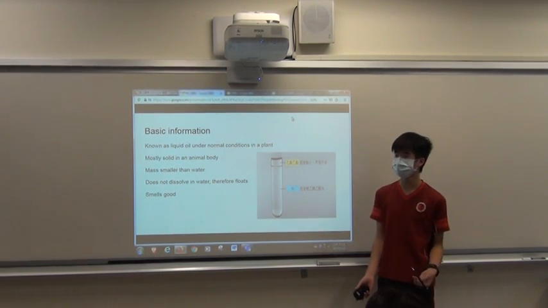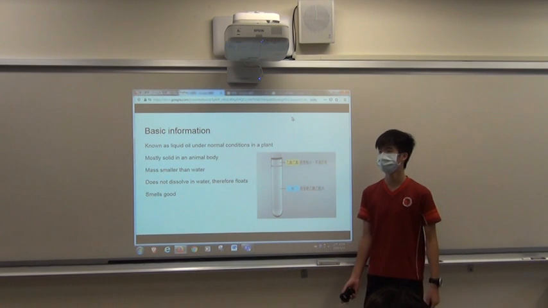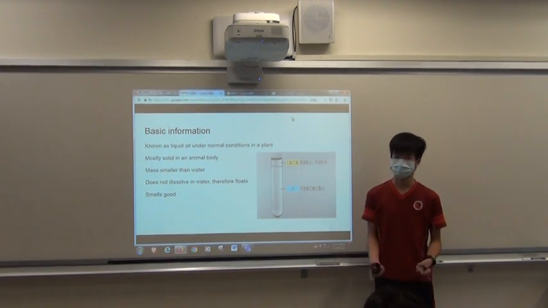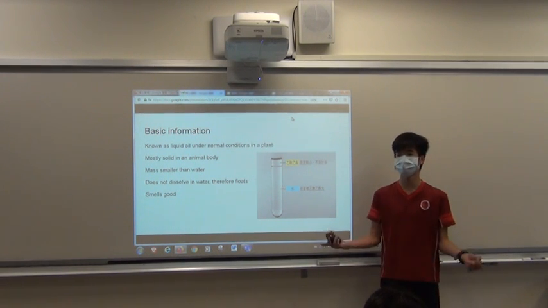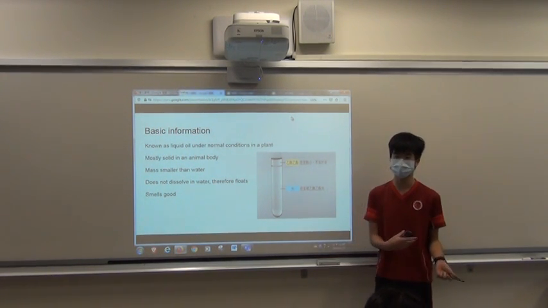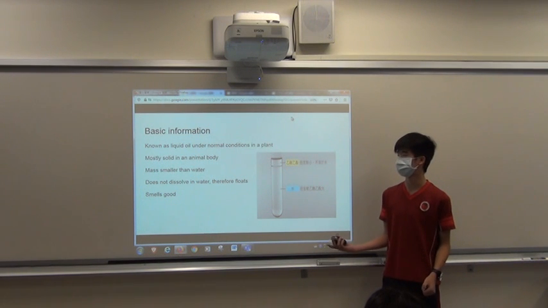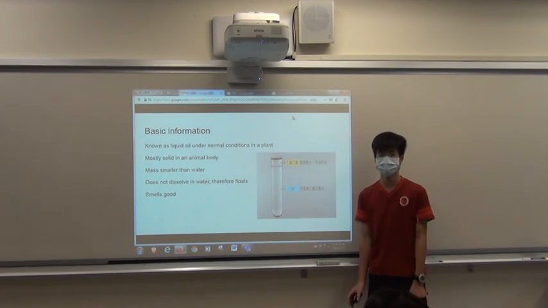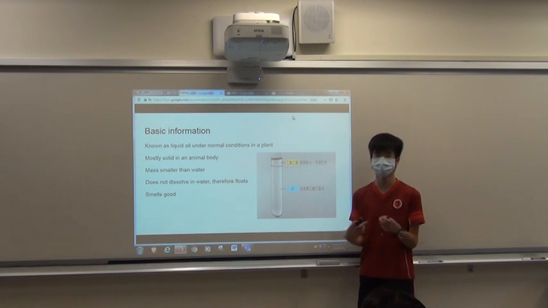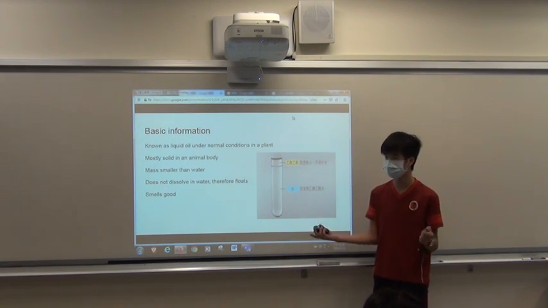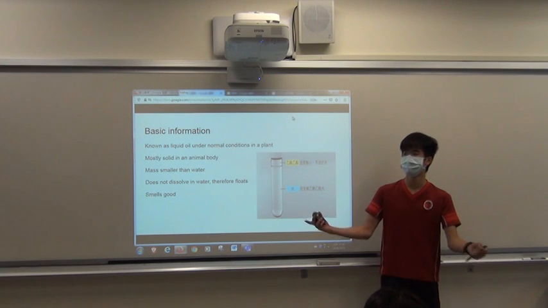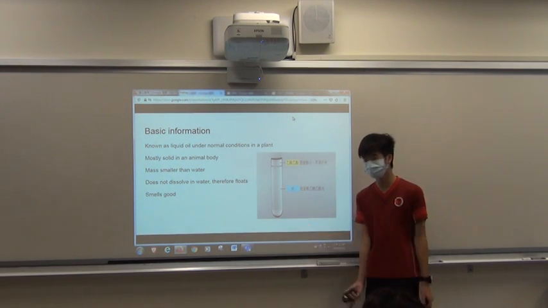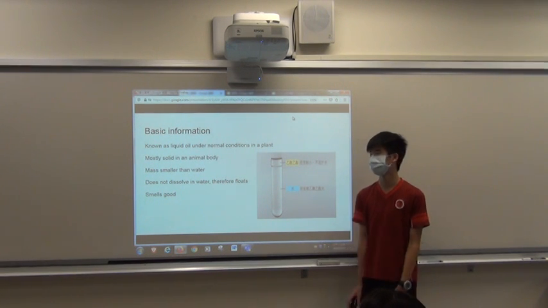Like if you see oil in a banana, that's also a kind of ester. And when you see other kinds of oil in other kinds of plants, or sometimes even in human bodies, you can also see esters. And it's mostly solid in animal bodies. You can see fat is almost always solid.